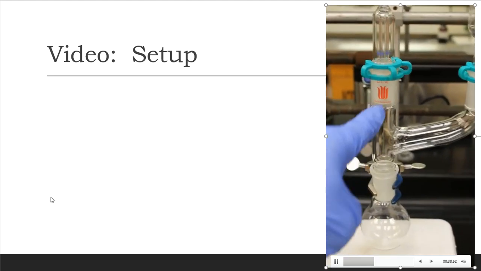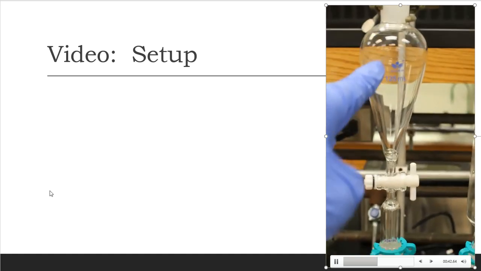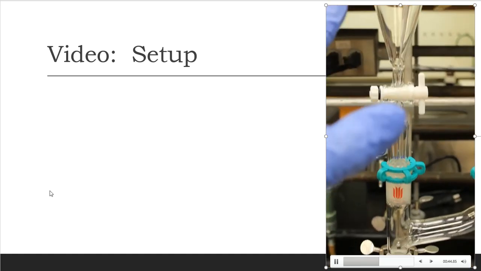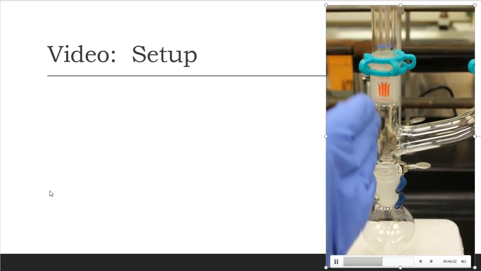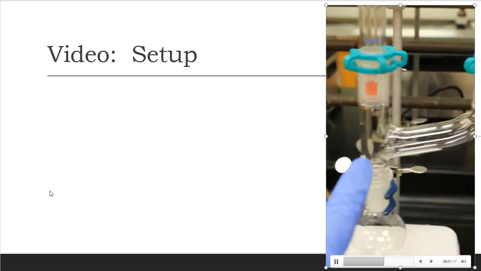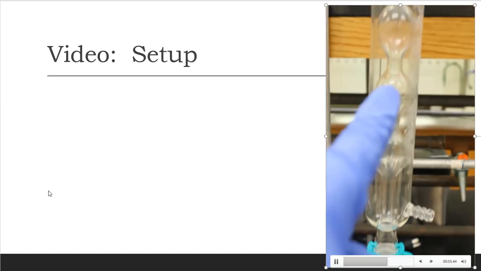The Claisen adapter is connected to a separatory funnel that's right up above, and this will allow me easy addition along the way of the reaction. So that's why we're using the Claisen adapter here. On the other side of the Claisen adapter, we've got a typical reflux condenser that you're seeing there.